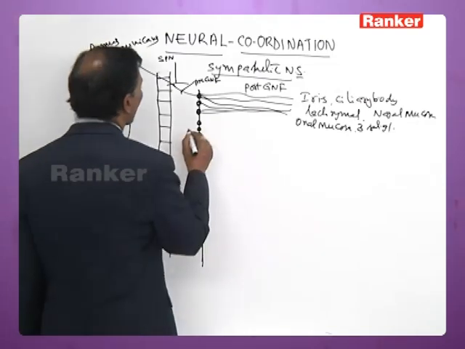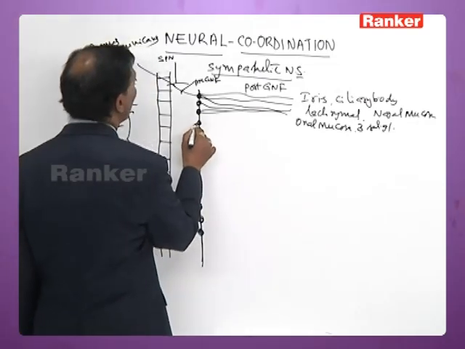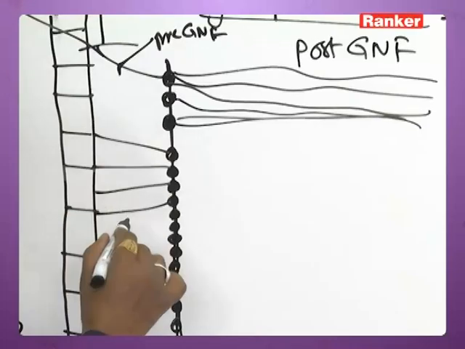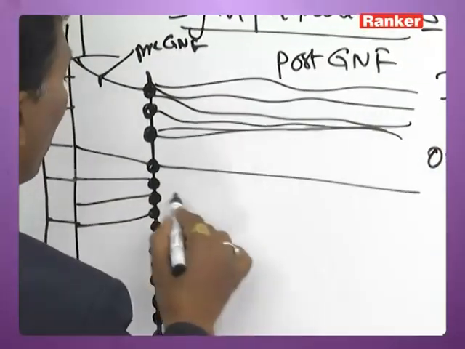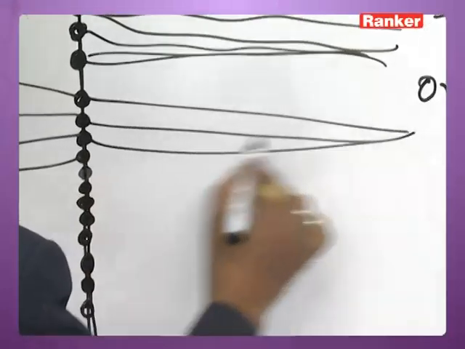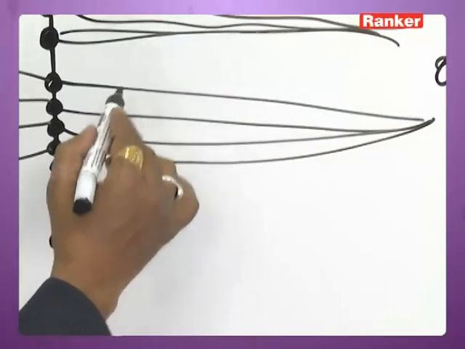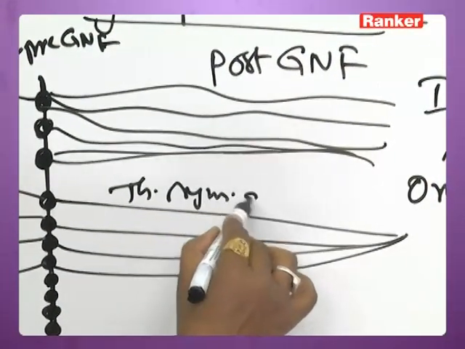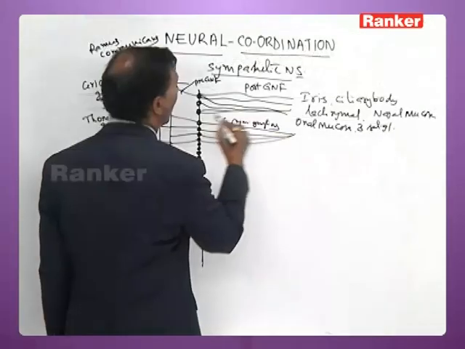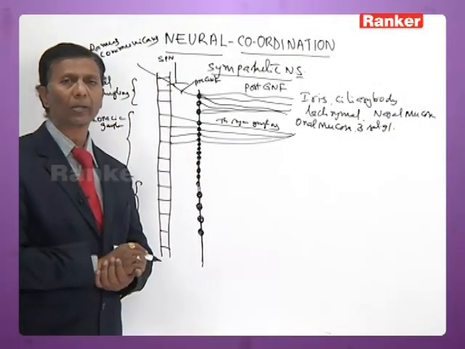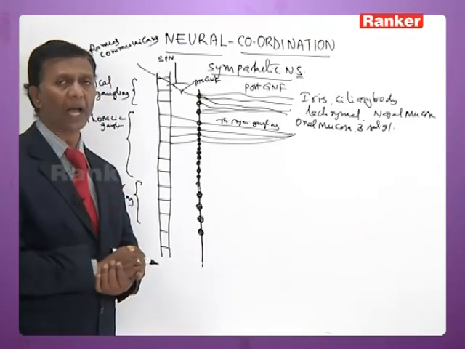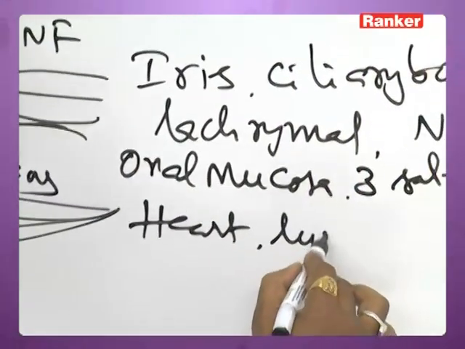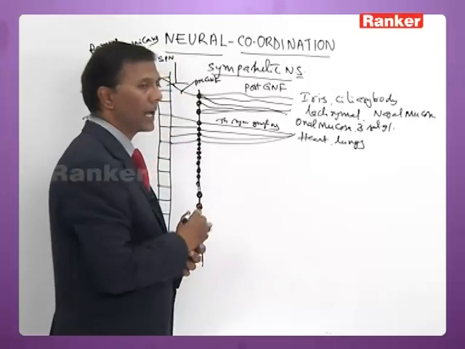Then you have the upper thoracic here now. In the same way, you have preganglion nerve fibers here. All these are the preganglionic nerve fibers. Okay, in turn you have postganglionic nerve fibers. The postganglion nerve fibers that arise from upper thoracic sympathetic ganglions, they innervate heart and lungs. They innervate heart and lungs.